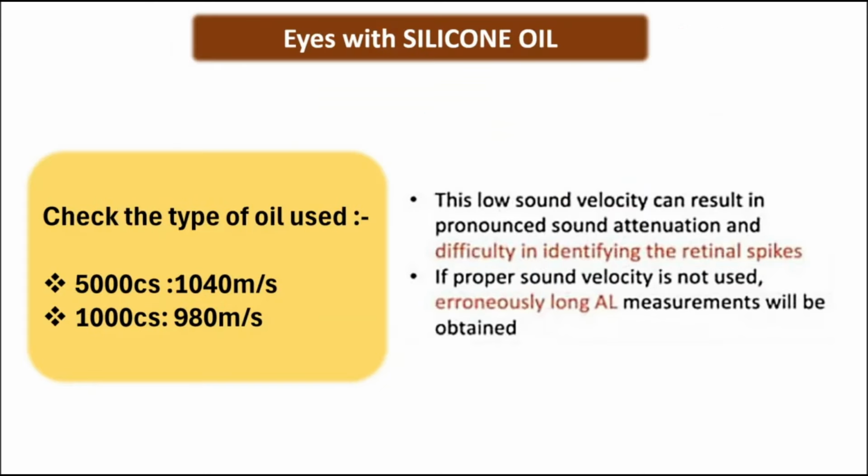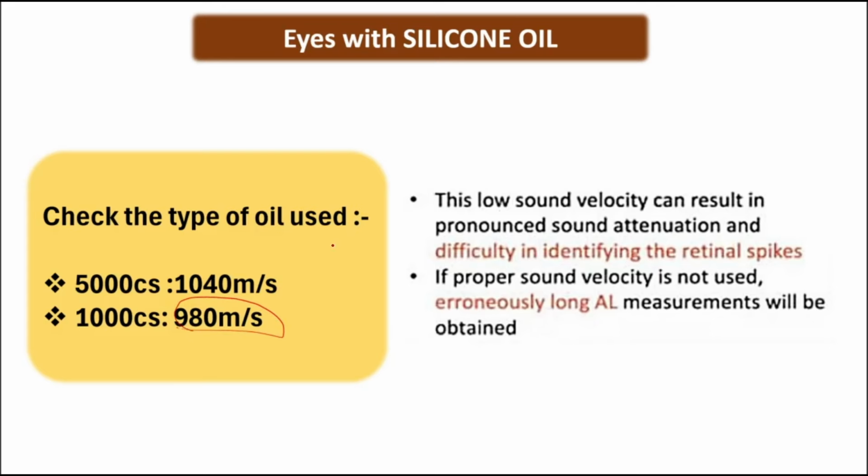All right. Now, sometimes there might be a patient who has silicone oil inside the eye. Silicone oil also can change the sound velocity. It has high density. For example, we have 5,000 centistokes silicone oil, in which the velocity of sound is 1040 meters per second. And then we have 1,000 centistokes, where the speed of sound is about 980 meters per second.